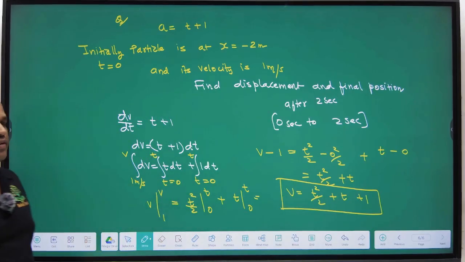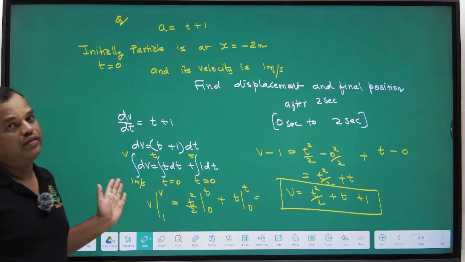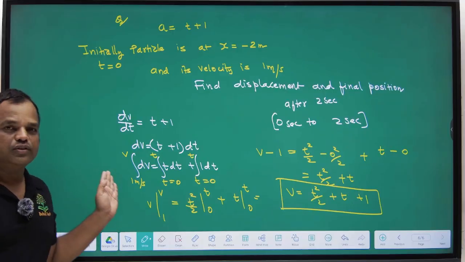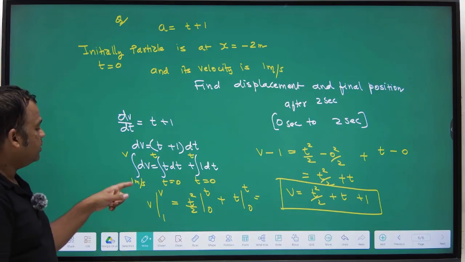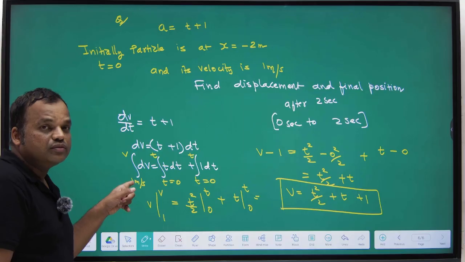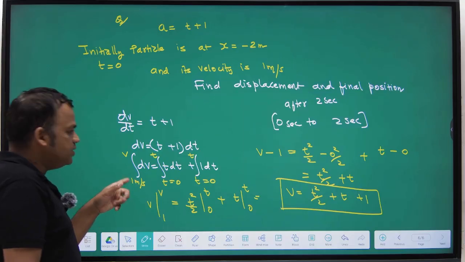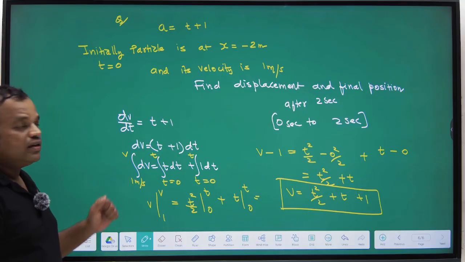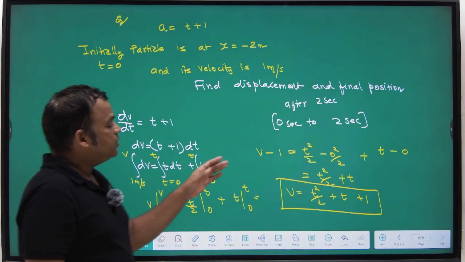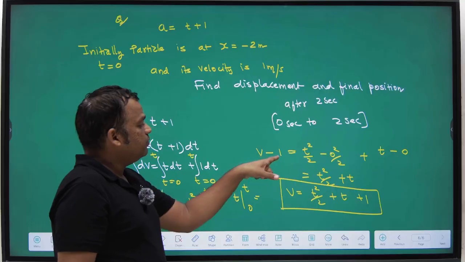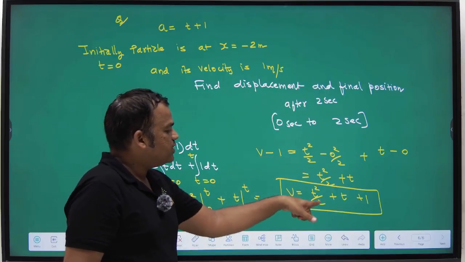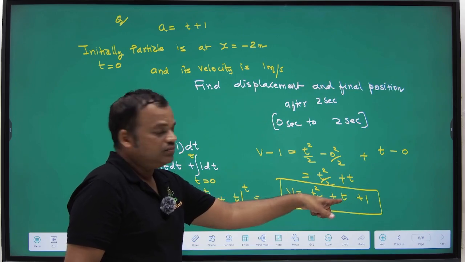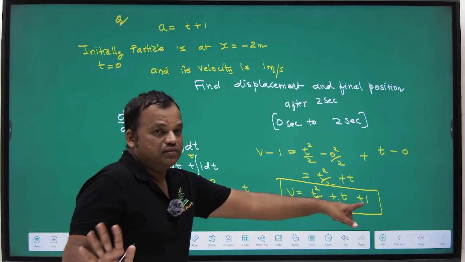So carefully we have to consider the lower limits. If the question says the particle starts from rest, so the initial velocity is 0, the lower limit will be 0. And just imagine if the lower limit is 0, you will get 0 here. So your answer will be v is equal to t square by 2 plus t. So this 1 will not be there.